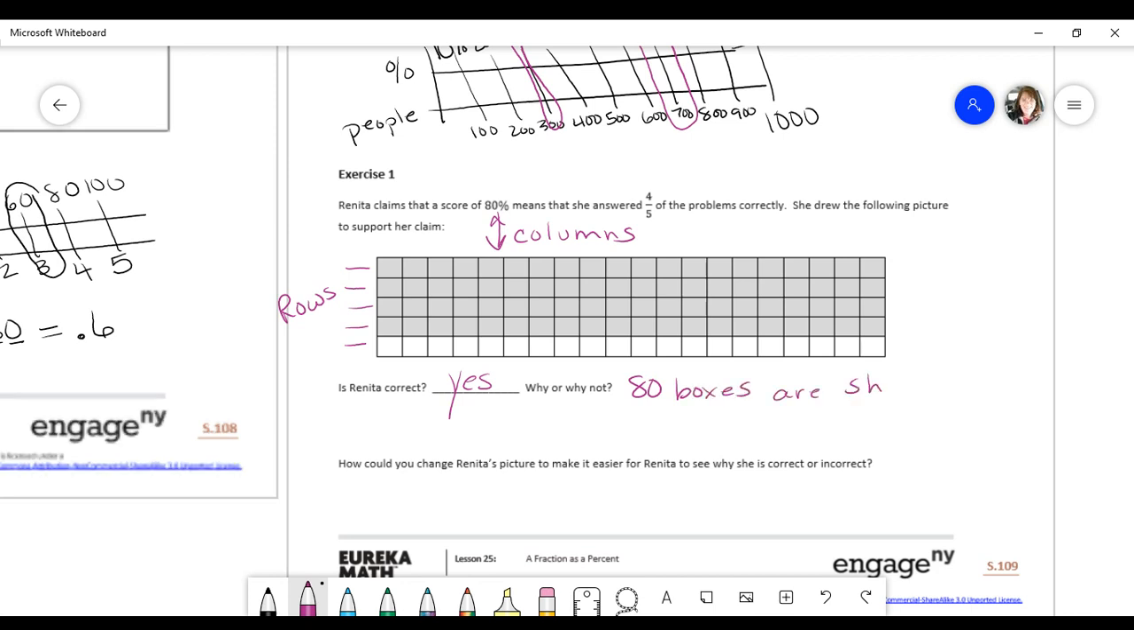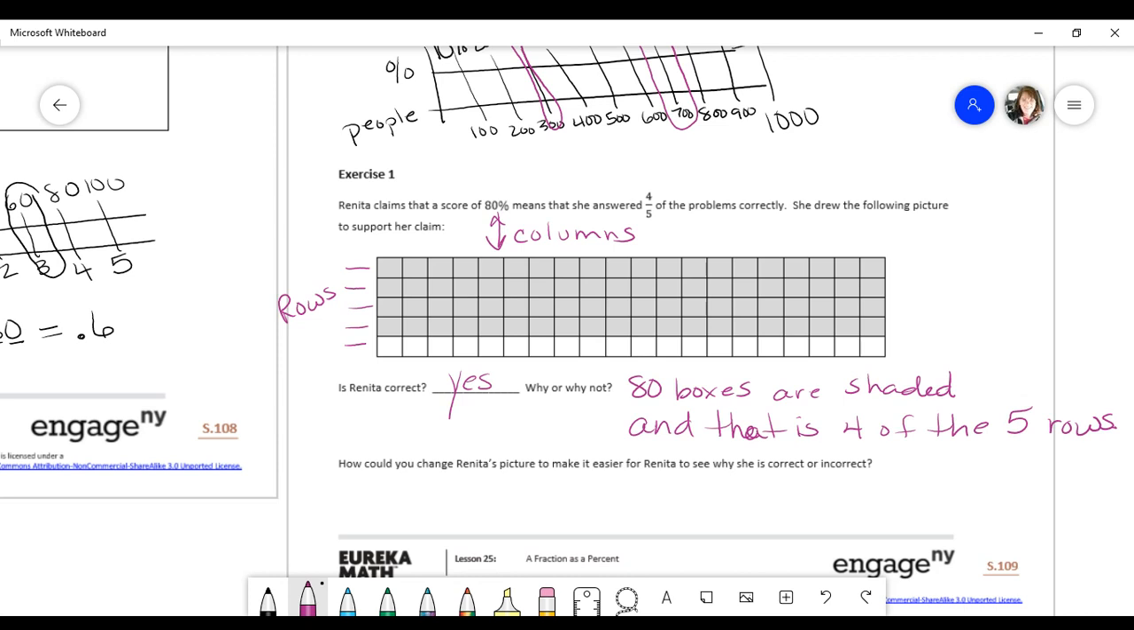And that is 4 of the 5 rows. So yes, it is. Now, how could you change this picture to make it way easier for us? What could we do different?